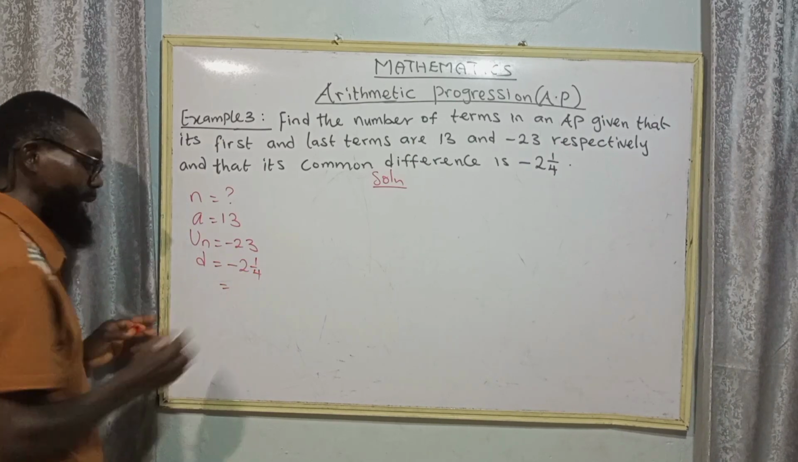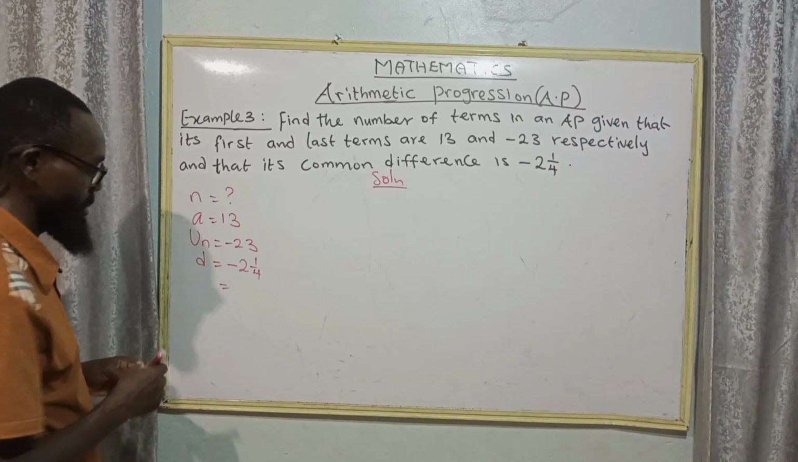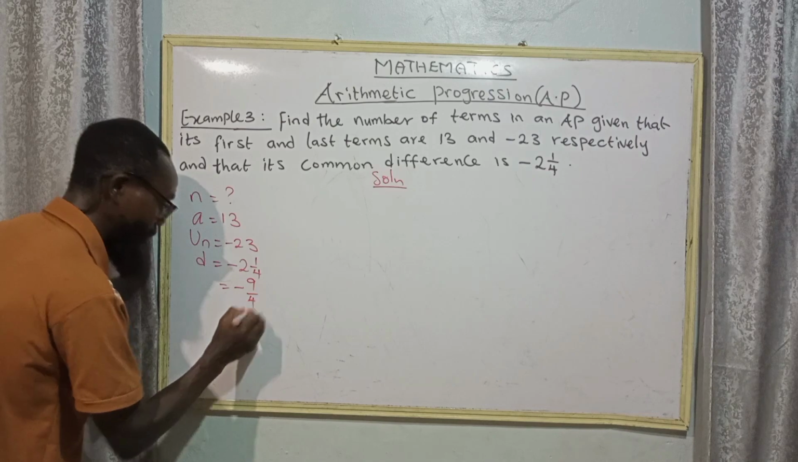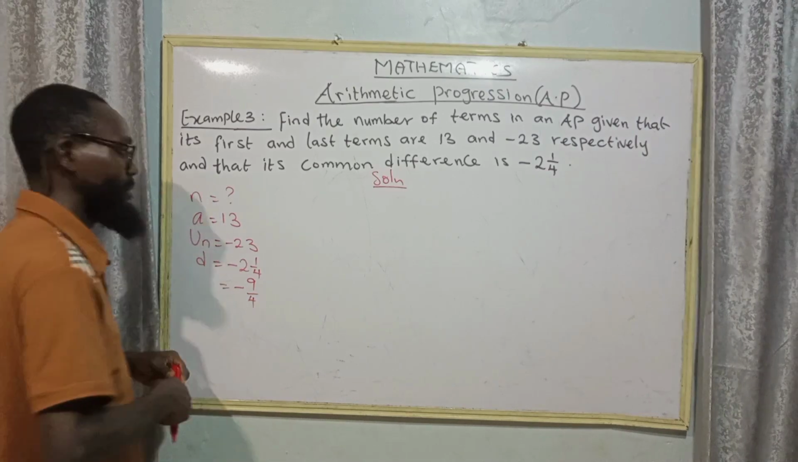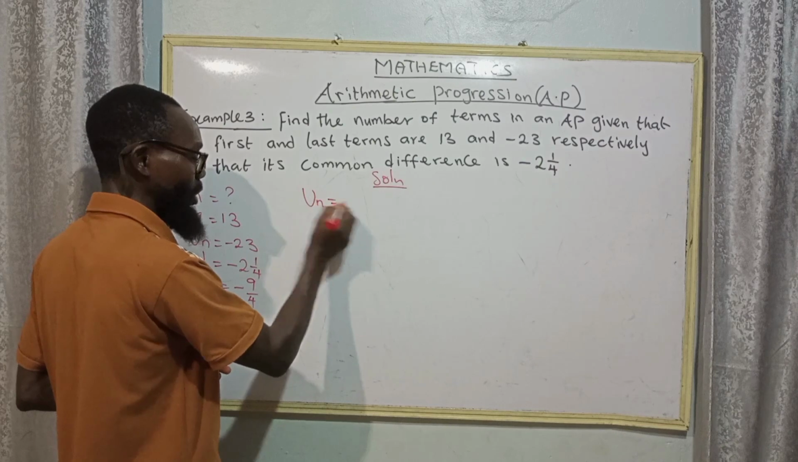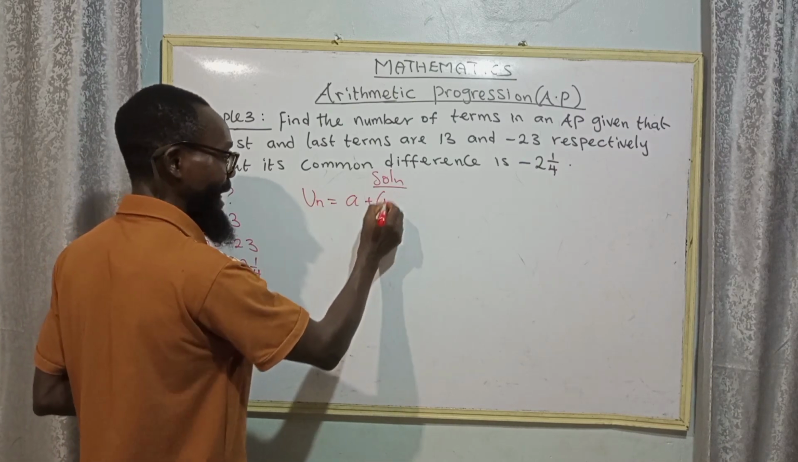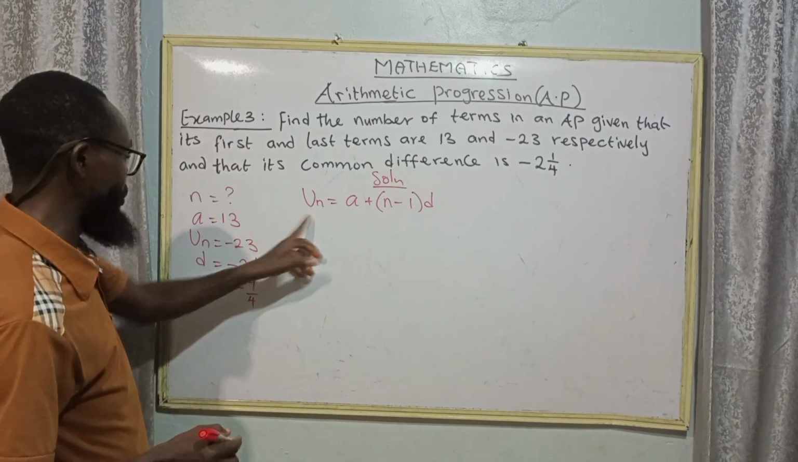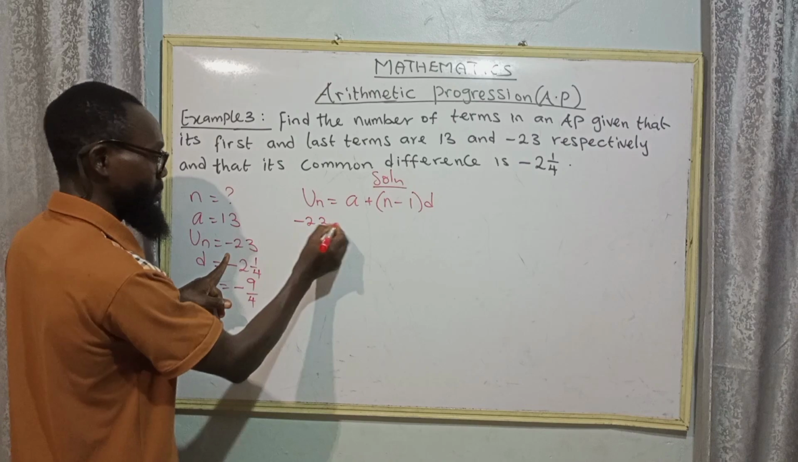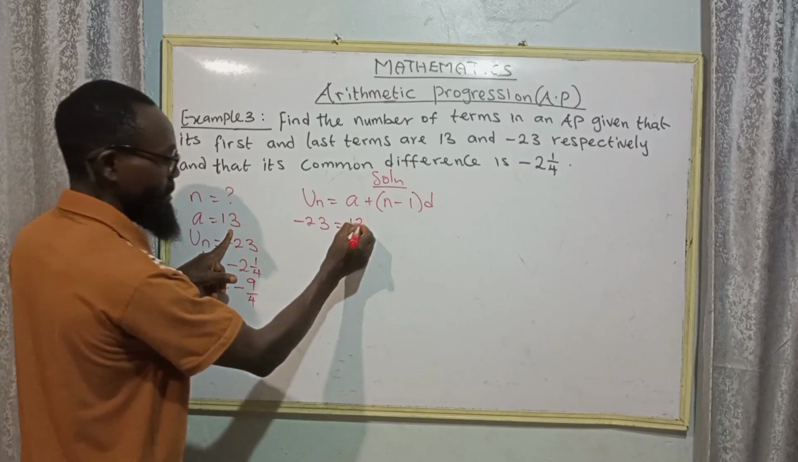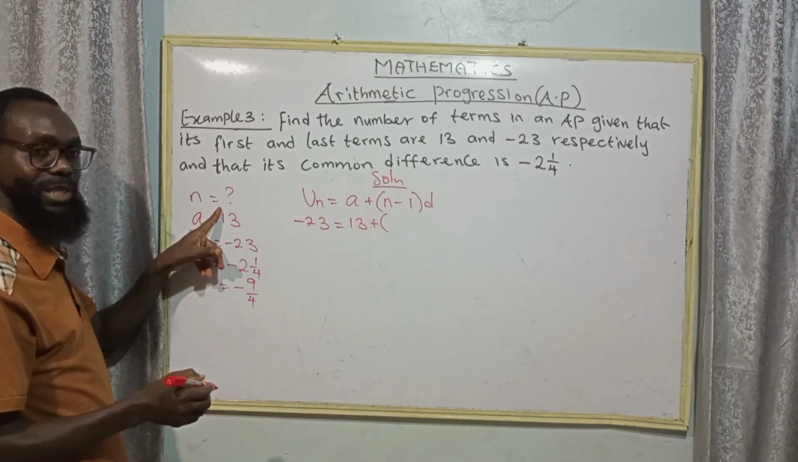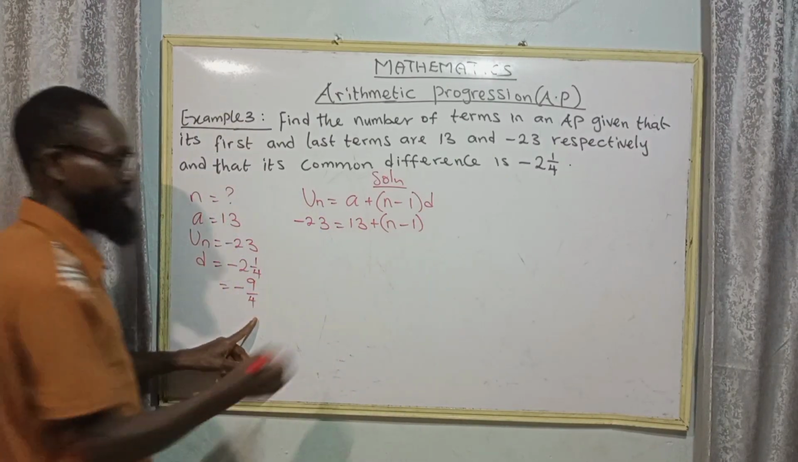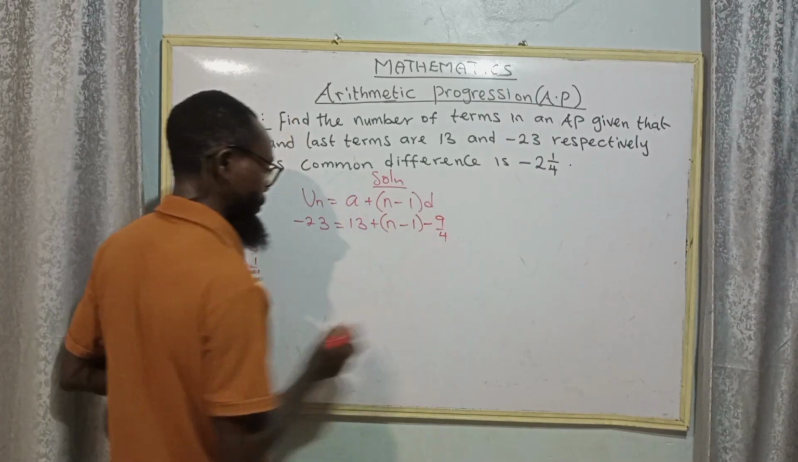Let's change this into an improper fraction. 4 times 2 we have 8, plus 1 we have 9, so minus 9 over 4. Now using our formula, un equals a plus (n minus 1) d. Don't forget our un is minus 23. Our first term is 13, plus n minus 1, and our common difference is minus 9 over 4.